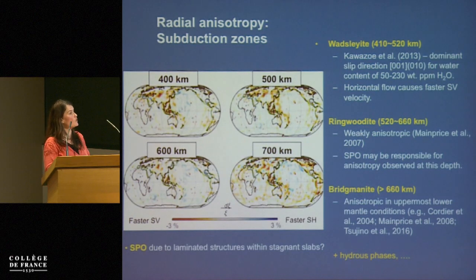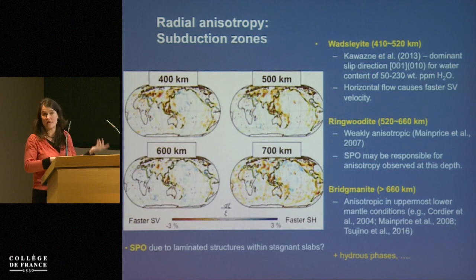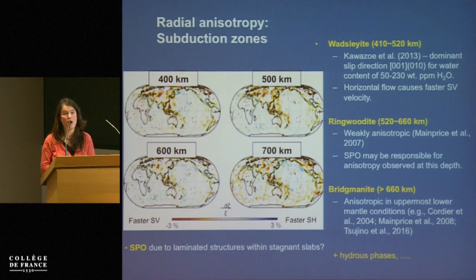And then as we go deeper, bridgmanite is the dominant mineral phase, and at least for uppermost lower mantle conditions, it seems that it is anisotropic. And of course, there are also hydrous phases that could contribute to our observations.